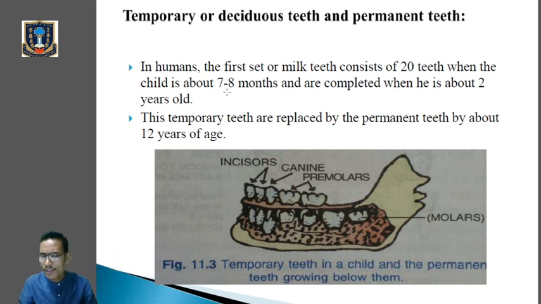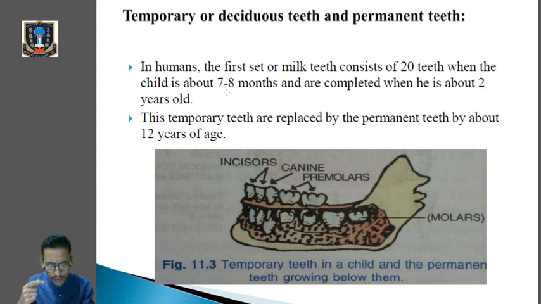So in humans, very carefully, the first set or the milk teeth consist of 20 teeth. How many teeth? 20 teeth. Clear? But the premolars are absent. Listen very carefully, the premolars are absent. Okay. Then this milk teeth or the first set of teeth start growing through the gums.